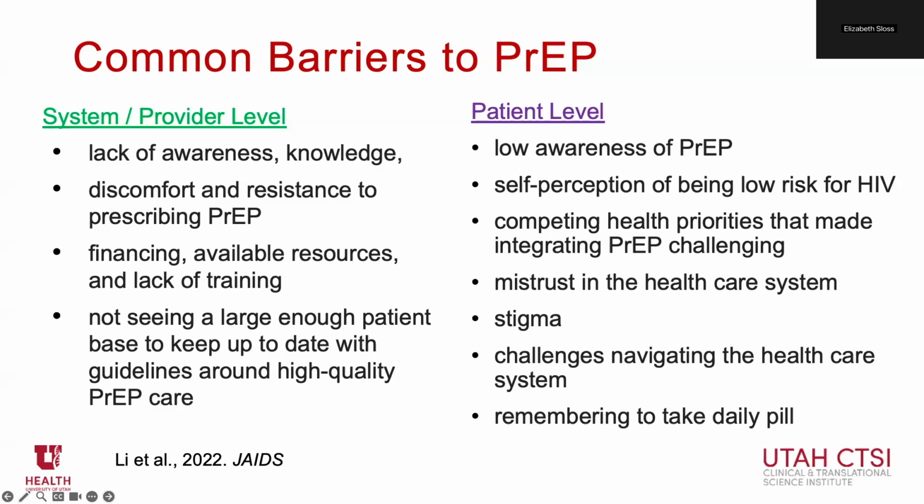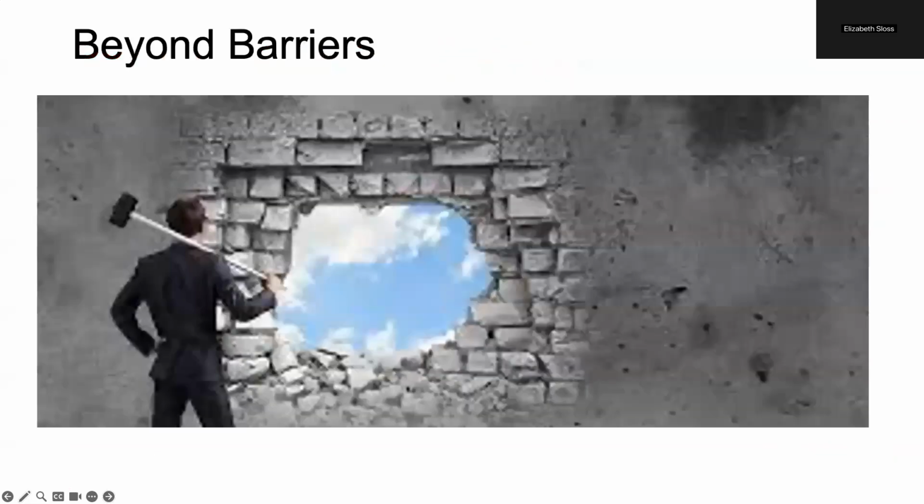On the patient level, there's also low awareness, though this has gotten a lot better more recently. There's a wrongful self-perception of being low risk for HIV, competing health priorities that make integrating PrEP into your daily lifestyle challenging, and mistrust in the healthcare system. Primarily, you'd have to go to a primary care doctor to get this pill. There's also stigma around PrEP use, challenges navigating the healthcare system, and remembering to take the daily pill. So in this study, we wanted to move beyond barriers and identify the implementation strategies that actually overcome those barriers and get us to high levels of reach, adoption, implementation, and sustainment.